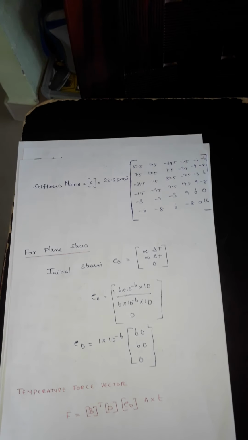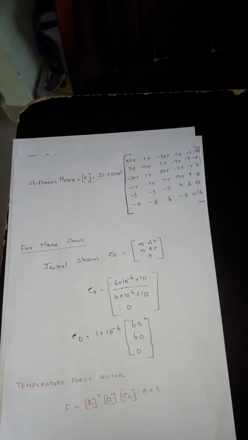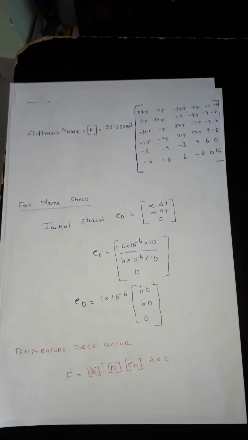I got this. So every step: first the strain displacement matrix, or the stress-strain relationship matrix, then find the B transpose, then multiply in order as in the formula, and you will get the stiffness matrix.